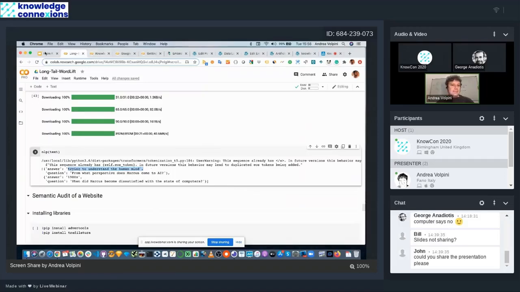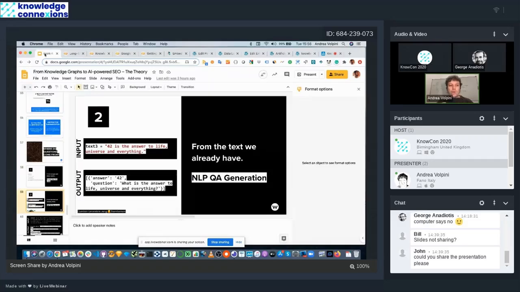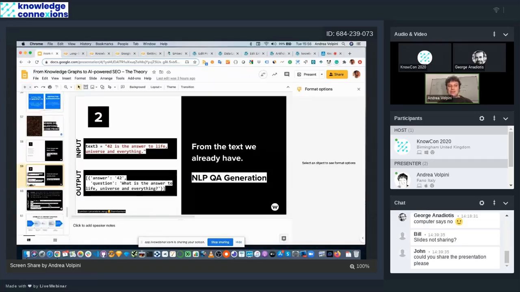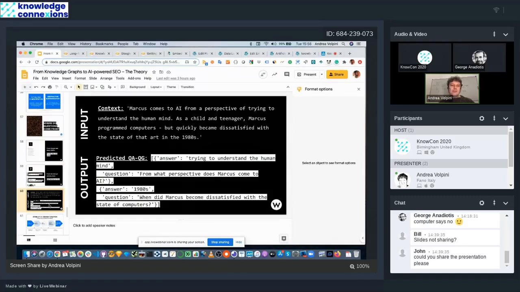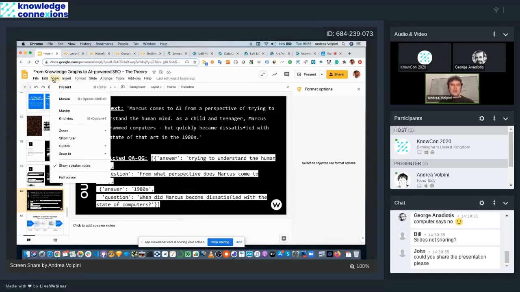And so we can generate this content using either the people also ask panel in Google or a language model that can extract questions from the content that we write. Okay.